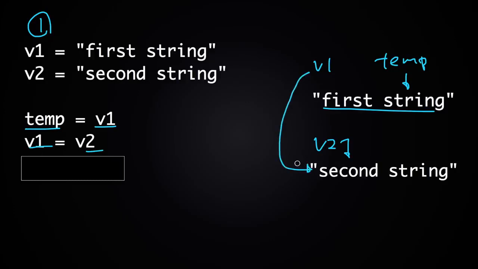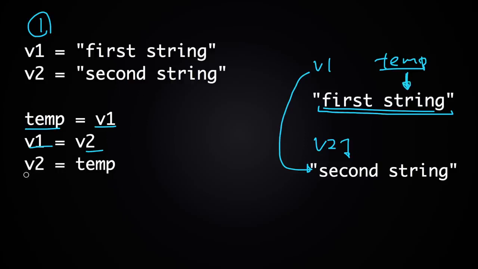And at this point, note that the first string, this string, is not lost yet because we have a variable pointing to that value. So after that, all you need to do is refer v2 back to whatever temp refers to, which is first string. So v2 will refer to first string after these lines of code, and then v1 will refer to second string.